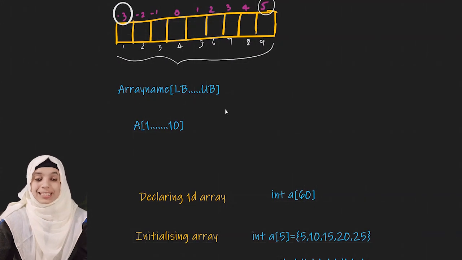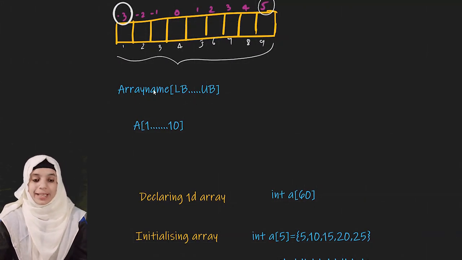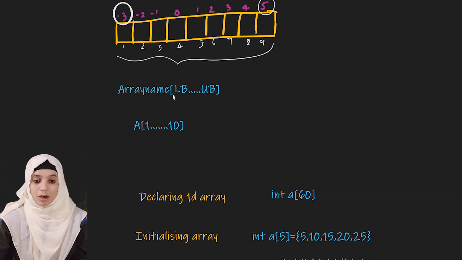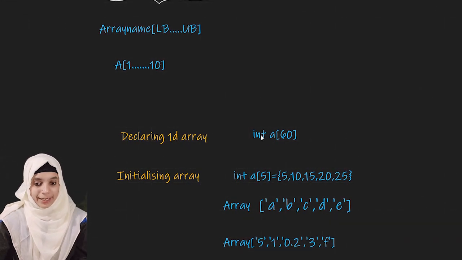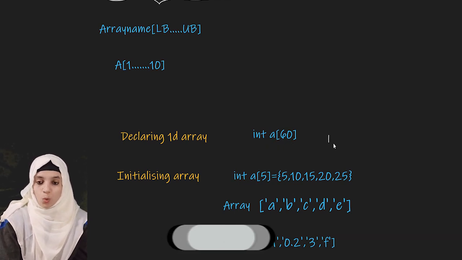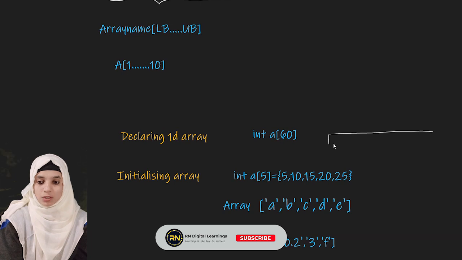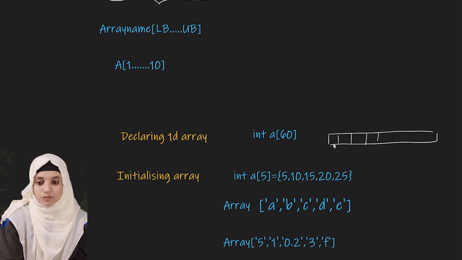Now there is another way of declaring an array, that is array name of lower bound dot dot upper bound. See here, A starts from 1 and goes until 10. So this is another way of declaring. The declaration of a one dimension array is data type, array name and the size. Here you will have one row with 60 columns. This is your one dimension array. It starts from 0 and ends at 59.